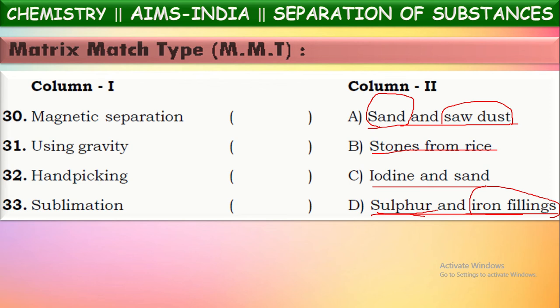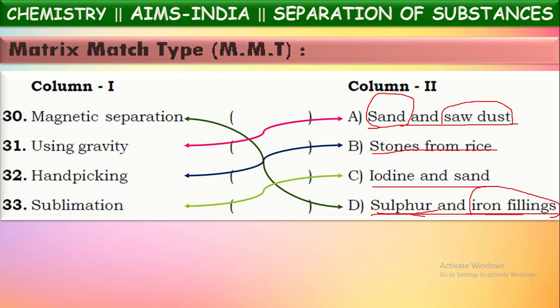Okay, so this is the matching. Now let us see the matching here. Let us draw lines so that we can understand easily. Observe these lines once. Are they correct or not? Magnetic separation for sulfur and iron filings. Gravity method for separation of sand and sawdust. Hand picking technique for separation of stones from rice. And sublimation we use for the separation of iodine from sand. Check the lines once whether they are given correctly or not. Yes? Good. Next question.